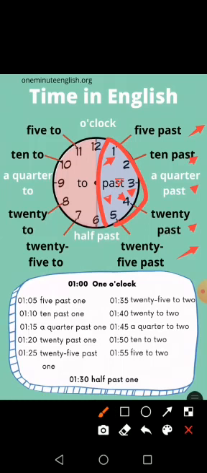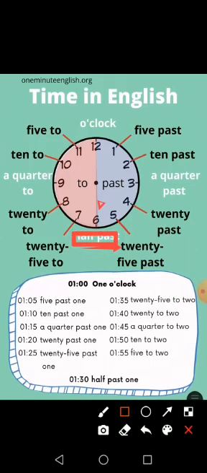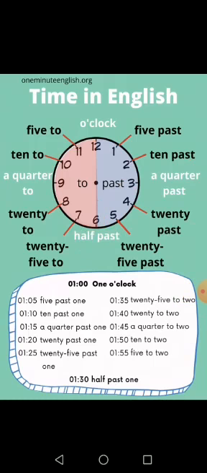So let's move to the second part, okay? So here we have 6. When the minute hand is on number 6, we say what? Half past, okay? We say half past, okay, student?